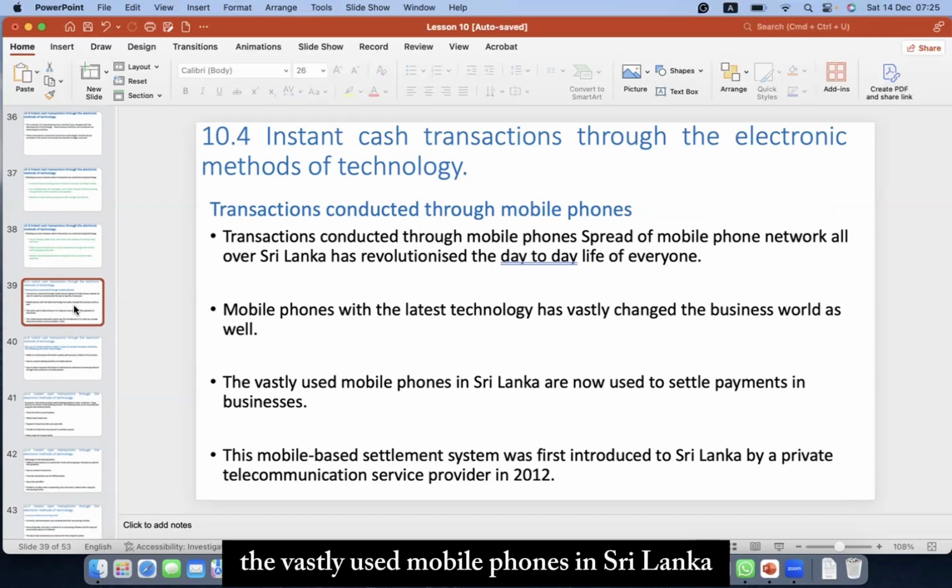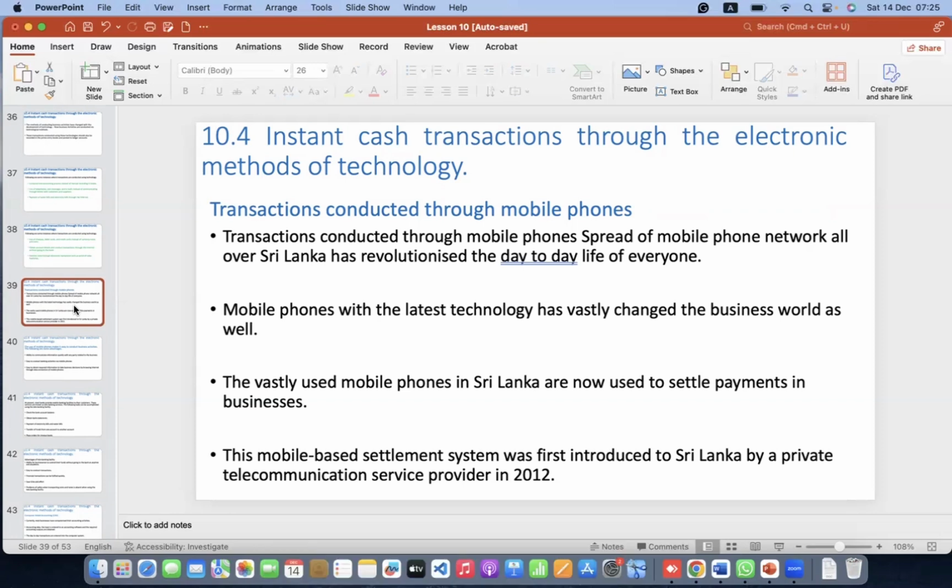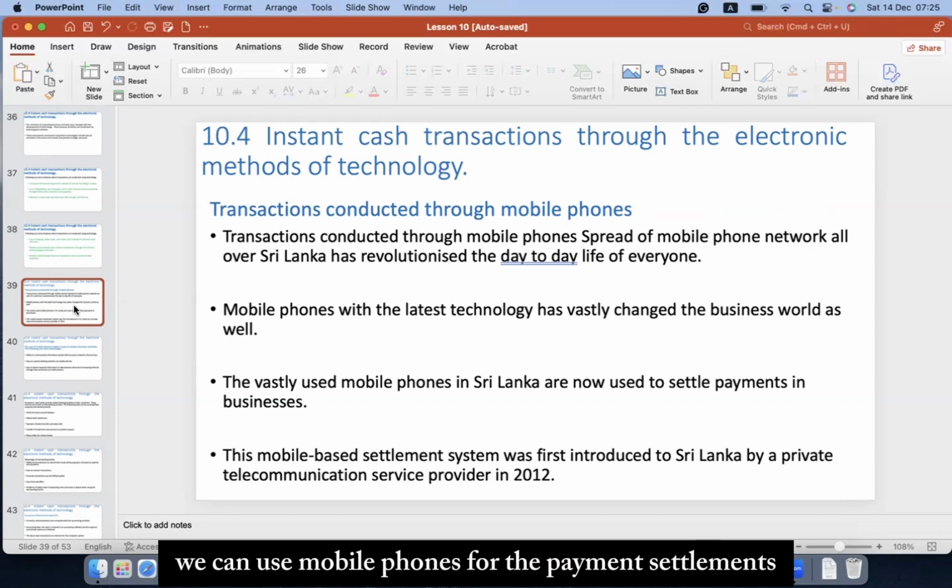The vastly used mobile phones in Sri Lanka are now used to settle payments in businesses. The mobile based settlement system was first introduced by a private telecommunication service provider in 2012. As I said, now we can use mobile phones for payment settlements.